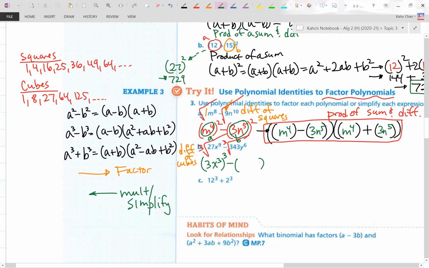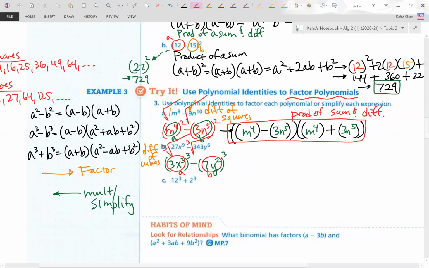343, you're going to learn sooner or later, is also a perfect cube number. That is the cube of 7. y to the 6th cube rooted is 6 divided by 3, which is y squared. Isn't that crazy? Bam. So there it is. There's your A value. And here's your B value.